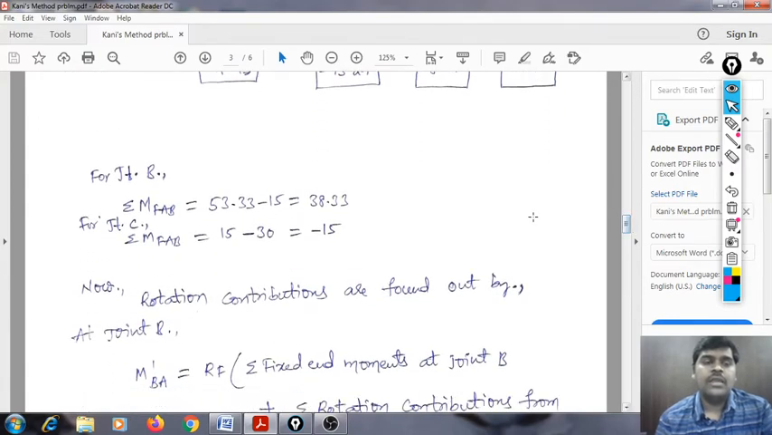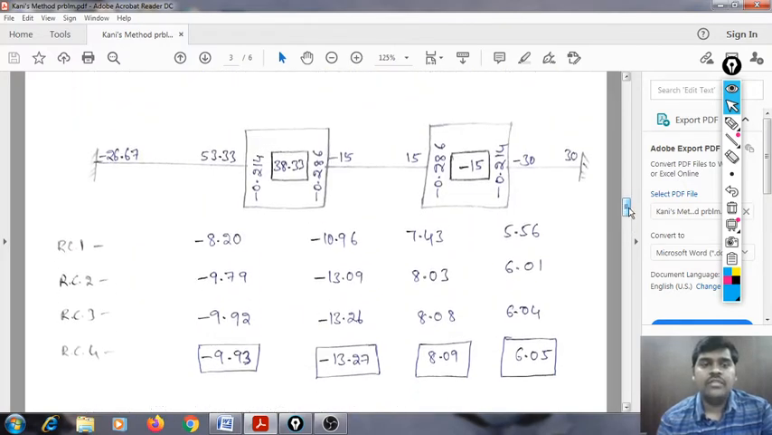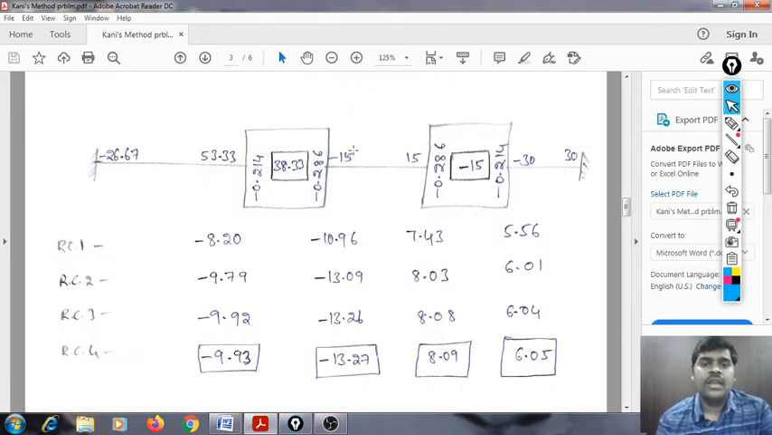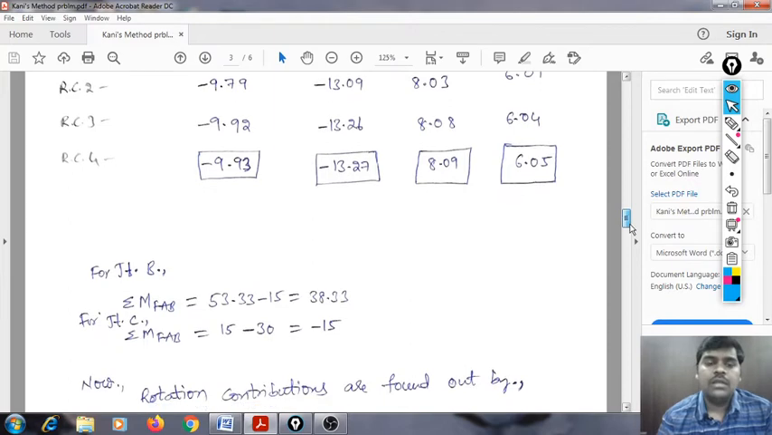So for joint B, this 38.33 is nothing but the summation of fixed end moments. That is, at joint B we have 53.33 here and minus 15 here, right? If we add these two, we get 38.33. Similarly, if we add 15 and minus 30, we get minus 15. These values we have to write in the inside box.